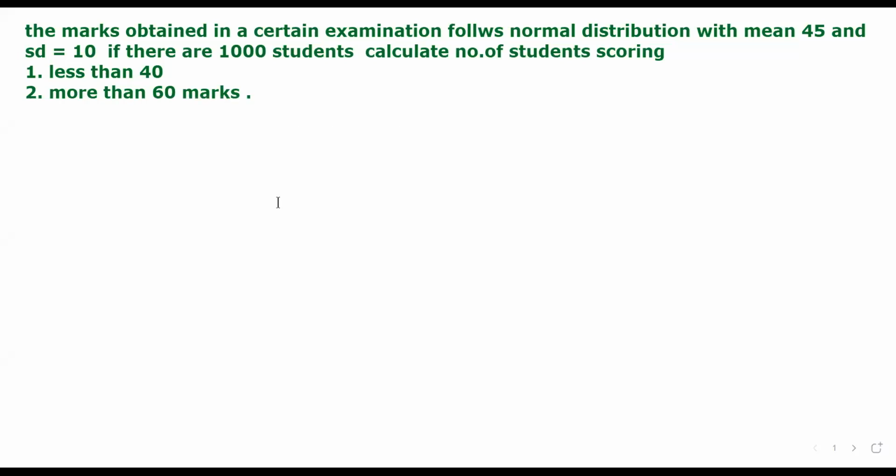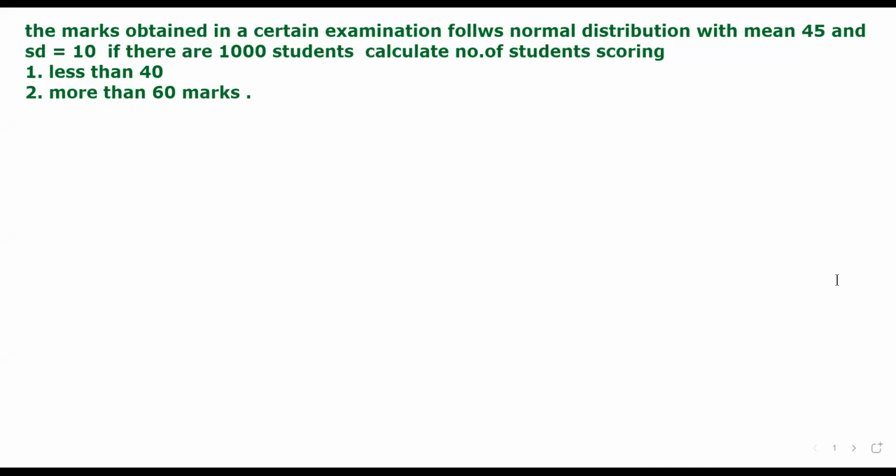Marks obtained in a certain examination follow a normal distribution with mean 45 and standard deviation 10. There are 1,000 students, and calculate the number of students. So this is expected frequency in normal distribution, as we had in binomial and Poisson.